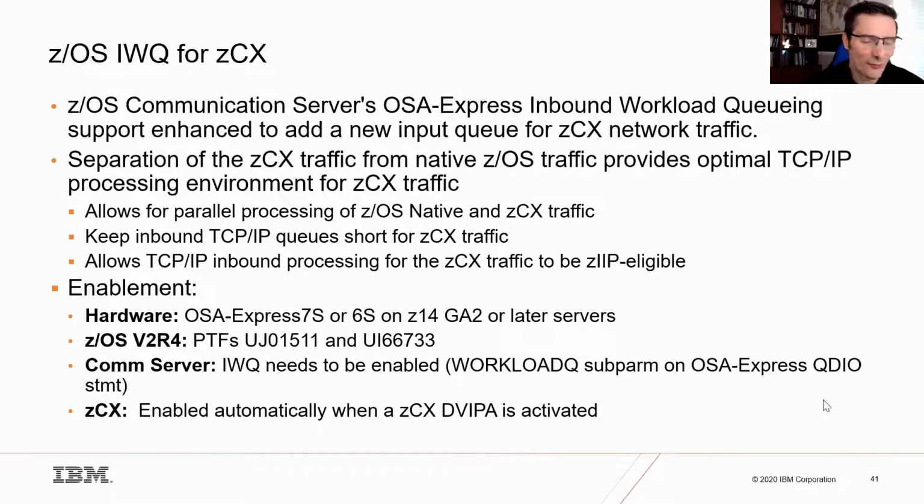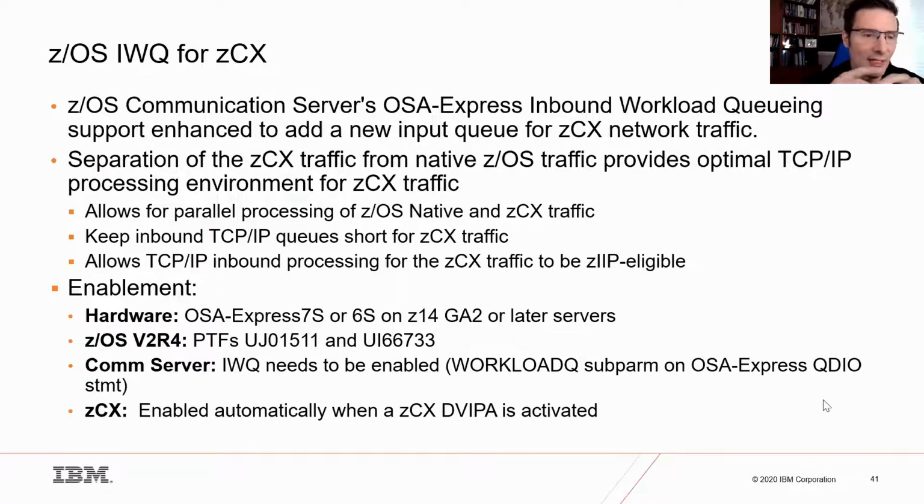Yeah, so of course, zCX is an exciting new component on z/OS starting in 2.4 and can run on the z14 GA2 and higher. And one of the new technologies that it leverages is, well, it leverages an existing technology, which is the inbound work queuing for zCX. So already on an OSA-Express card, there is a concept of inbound work queuing. And there is a new ancillary queue that is designed for zCX network traffic.